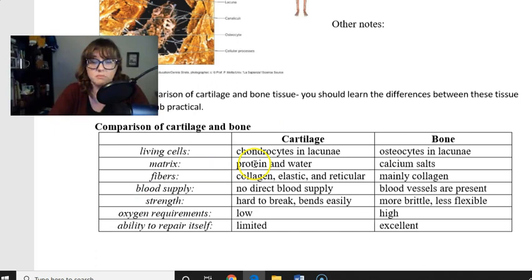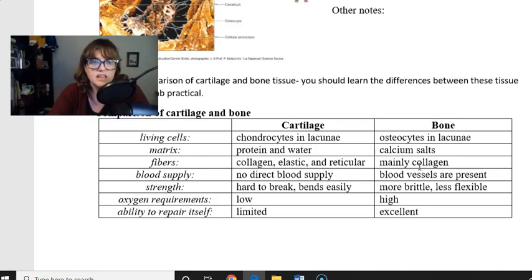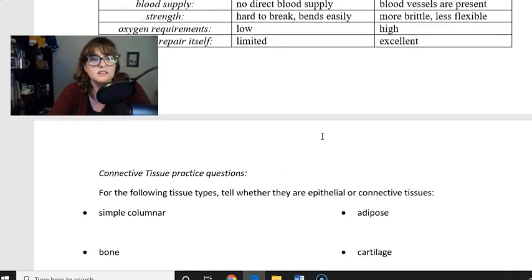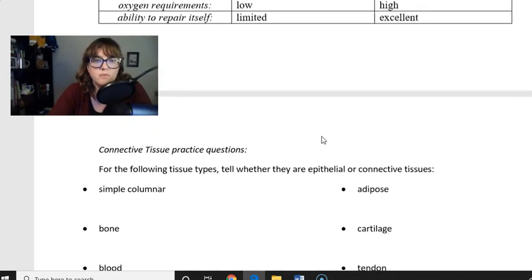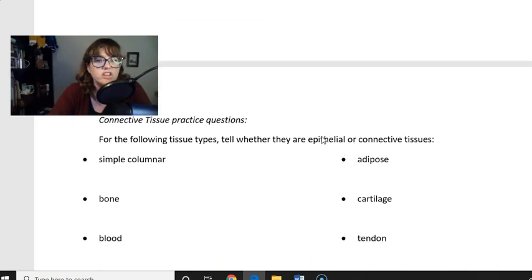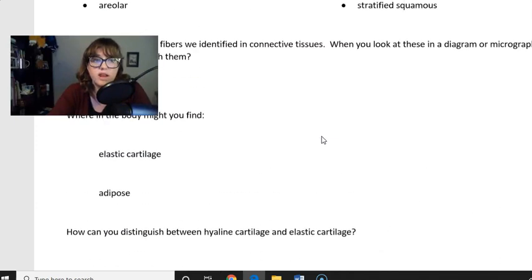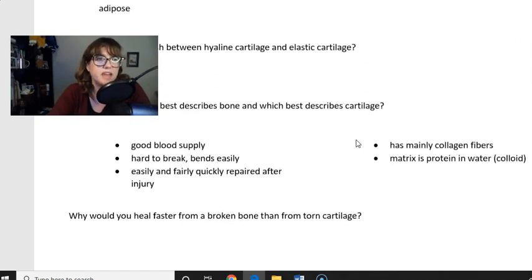Okay, so what is the matrix of cartilage? Cartilage is mostly surrounded by protein and water, while bone is surrounded by calcium. We know that. That's what makes the chunky part of the bones. I'm not going to go through and read all of this. This is something very important for you to know. Hint, hint. That's all of the connective tissues you need to know. That's plenty. And then there are some more questions on it. These questions in this lab are for you to practice. It's the Lab 5 question set that you'll turn in.